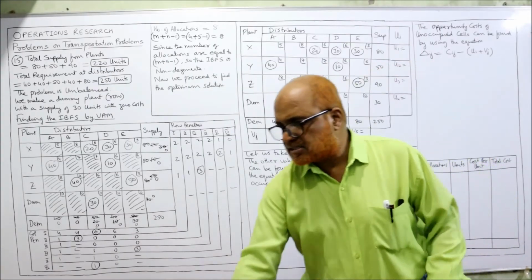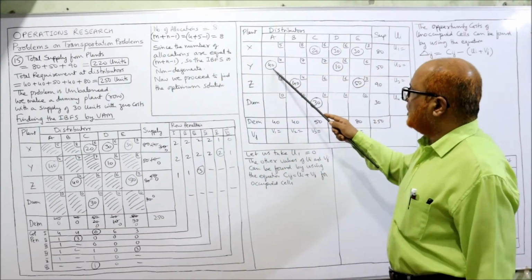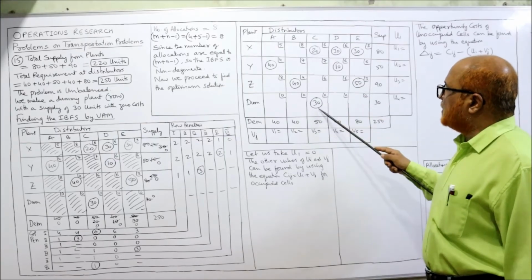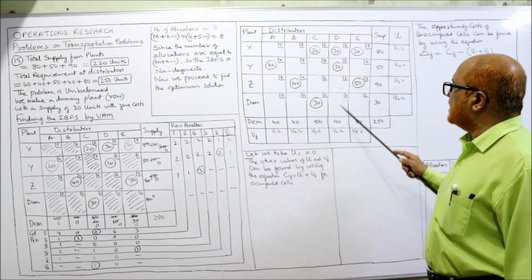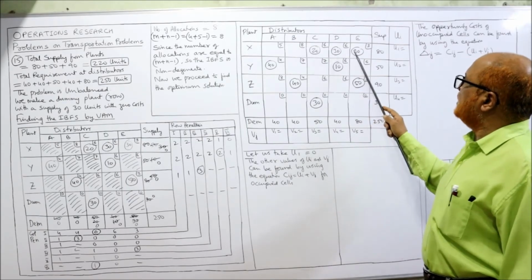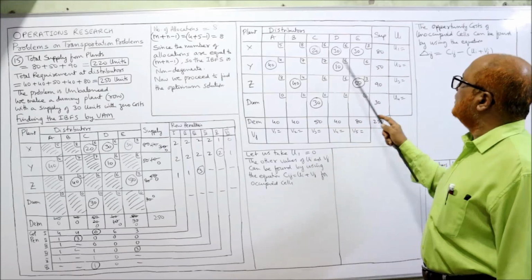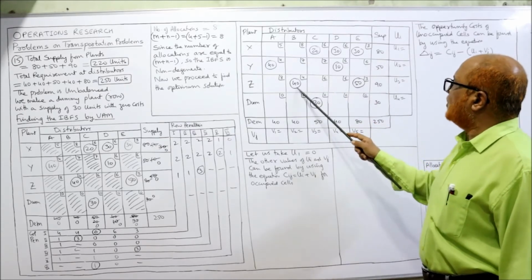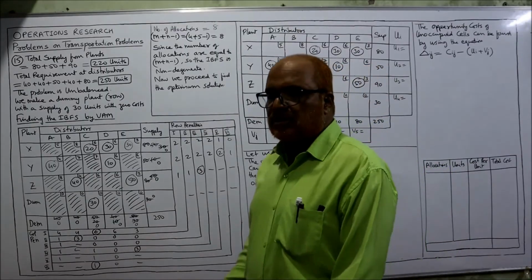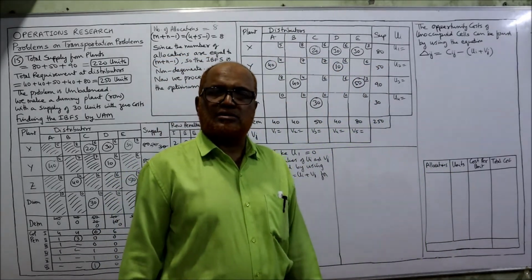Now check whether it is correct or not. The column total 40. Here column total 40. 20 plus 30, 50. 30 plus 10, 40. 30 plus 50, 80. Row wise, 30 plus 30 plus 20, 80. 40 plus 10, 50. 40 plus 50, 90, 30. That means we correctly got the allocations.